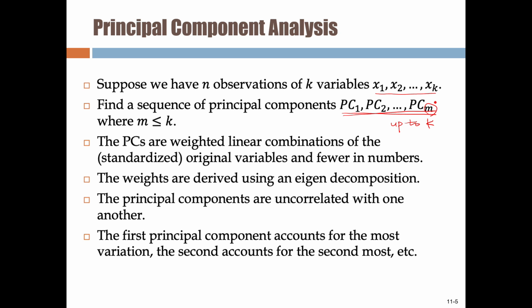A principal component is a weighted linear combination of the original variables. Without the word weighted, a linear combination means we just multiply each original variable by a certain number and add them all up, and that forms a principal component. The weights are derived using eigen decomposition, but I don't want to go over the linear algebra here, since we will use R, and R will do all the complicated calculation.